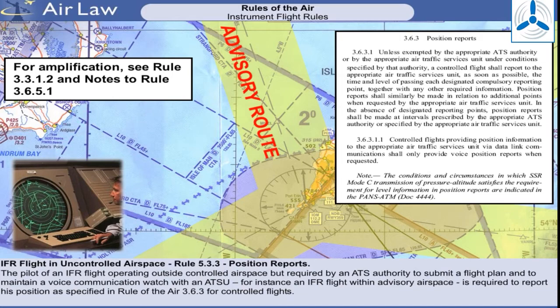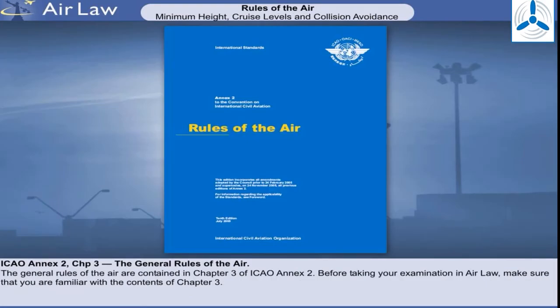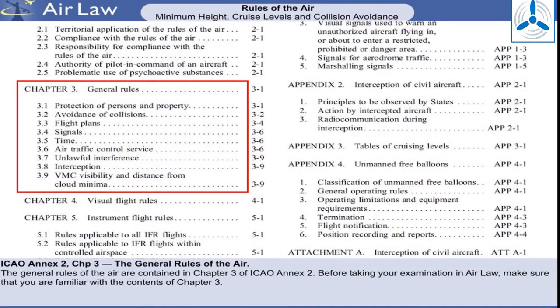That completes the lesson on the instrument flight rules. The general rules of the air are contained in Chapter 3 of Annex 2 to the ICAO Convention. You can see the contents of Chapter 3 here. Of the principal rules of the air headings that you see, the most important will be covered by separate lessons in this Rules of the Air section of the Air Law CBT course.